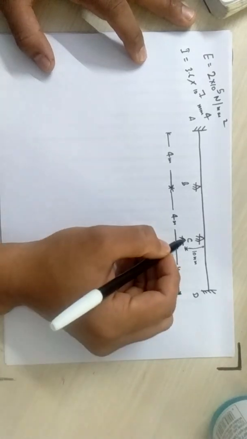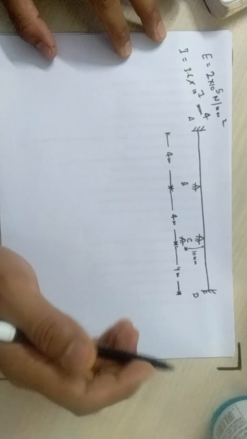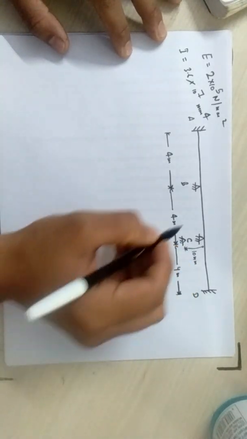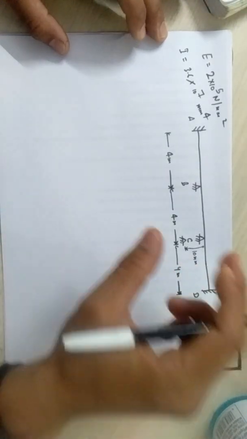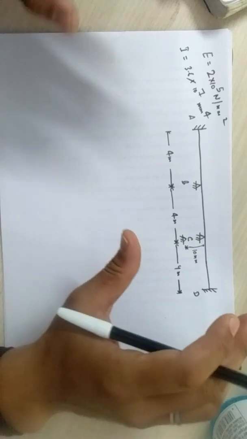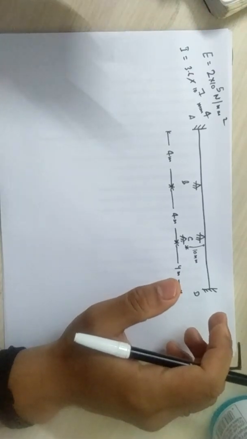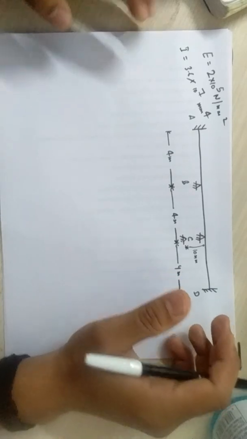So there are no loads on this beam. Only the support C is sinking by 10 mm. Due to this sinking of support C, some stresses and strains are coming in our continuous beam, which we need to analyze, and we need to draw SFD and BMD.